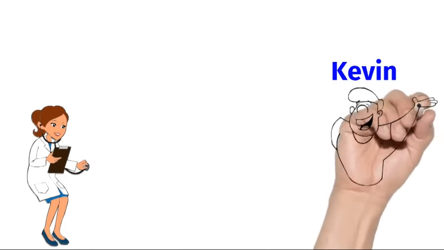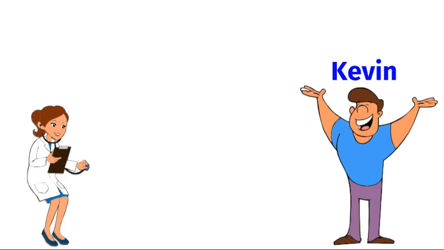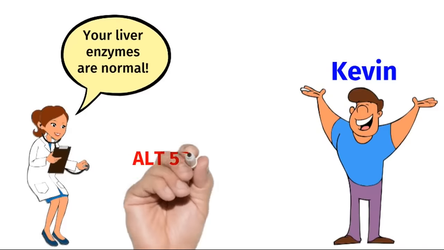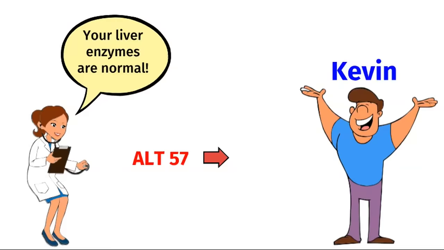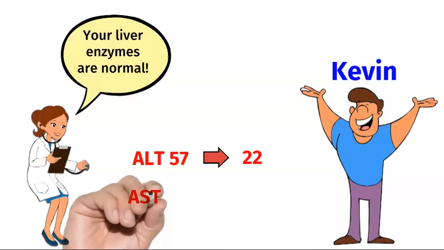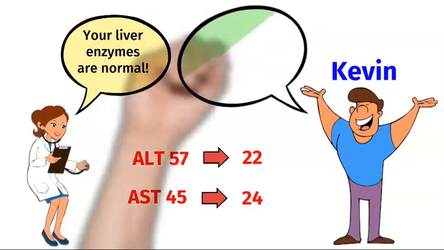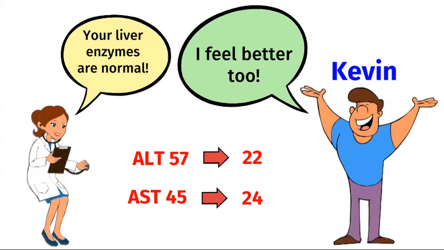Now getting back to my patient Kevin, he did a great job of following the paleo diet. And when I saw him 3 months later, his liver enzymes were normal. So his ALT came down to 22 and his AST came down to 24. He also lost 15 pounds and felt so much better and had more energy.